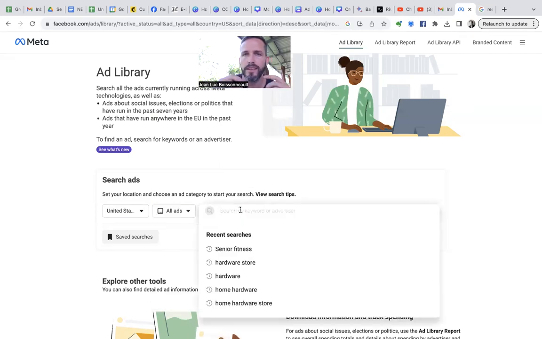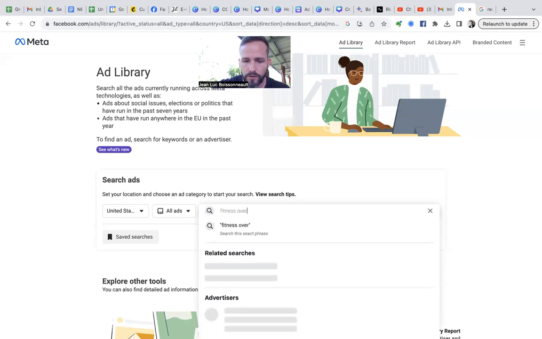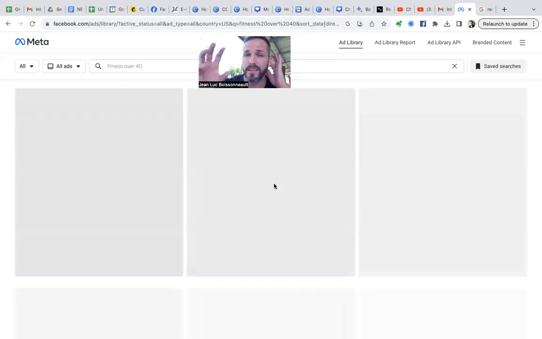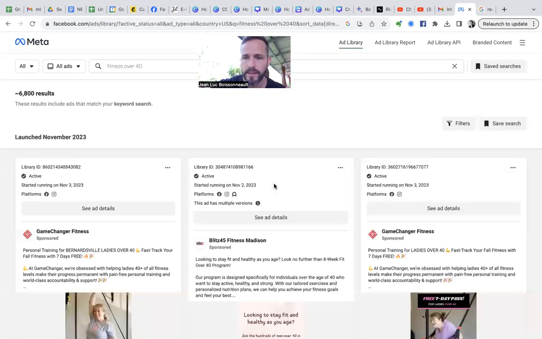And here you're going to put in the keyword category that fits your business. So in this case, we're going to go fitness over 40. Okay, so we're going to do that. And that's going to give us all the ads that are running right now around the category of fitness over 40. And we're going to scan the ads to make sure that we find something that relates to our business, okay, that relates to the business that you're in.